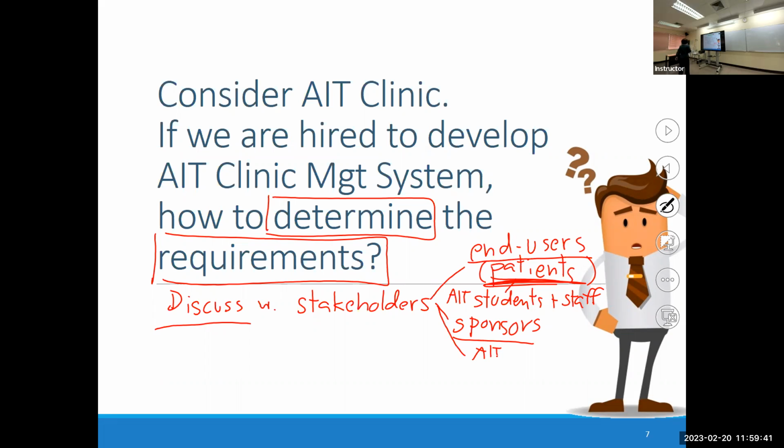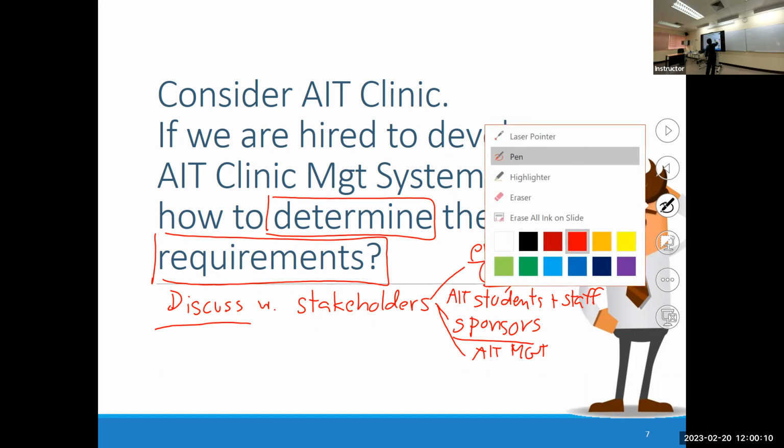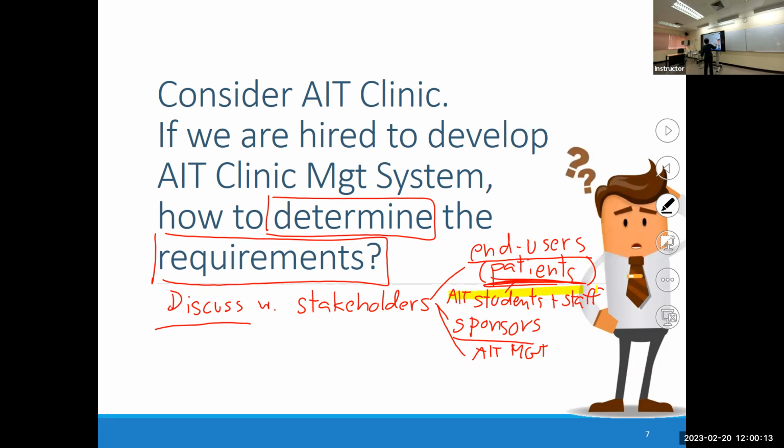Sorry, I think, okay, later I try. I cannot be too close to this side, maybe close to the speaker. AIT, maybe I would say AIT management, right? This for sure brings benefit to AIT. They must be the one who supports this project fully. Okay, now we have only two groups identified. We have the end user in terms of student and staff. We have the sponsor in terms of AIT management.